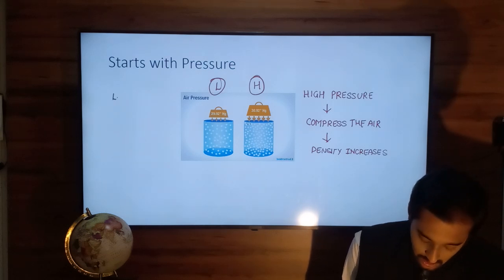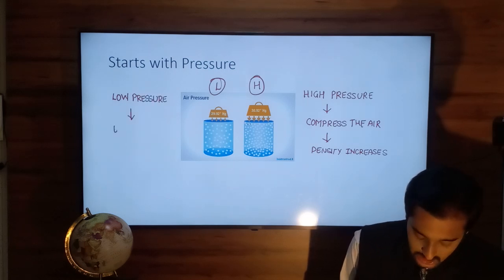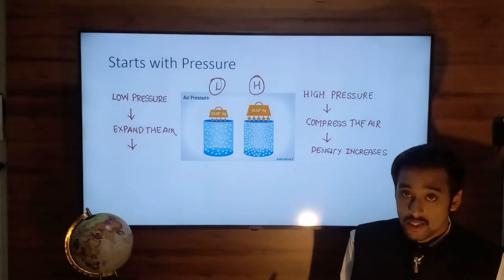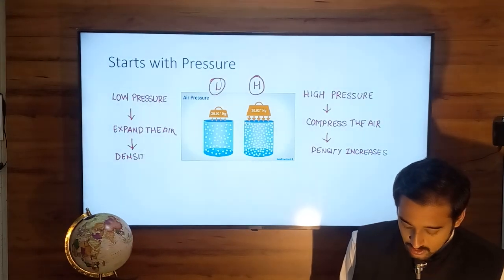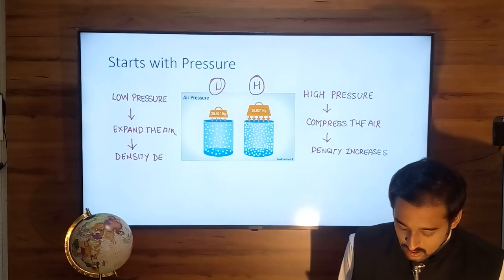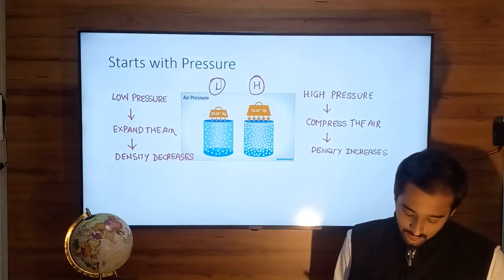Low pressure will expand the air, and when air expands, density decreases. Density decreases. So this is one.